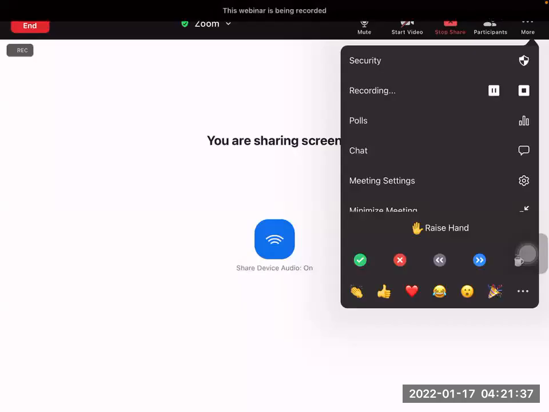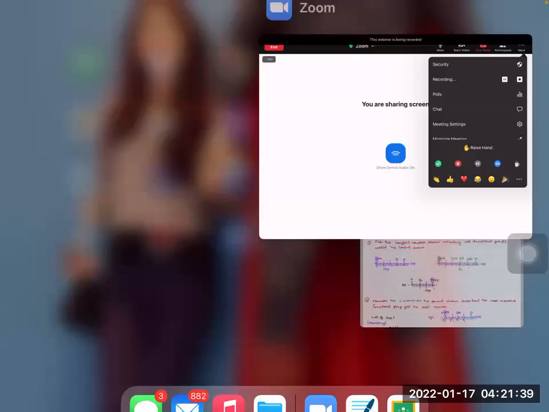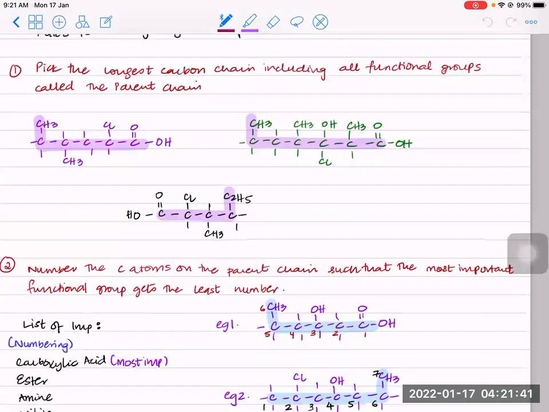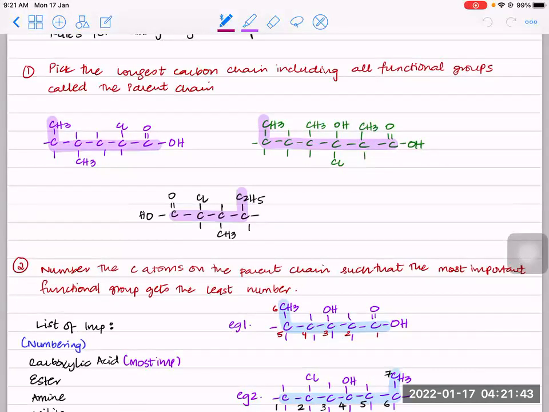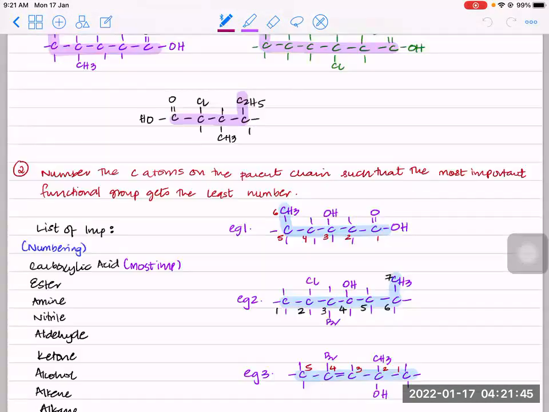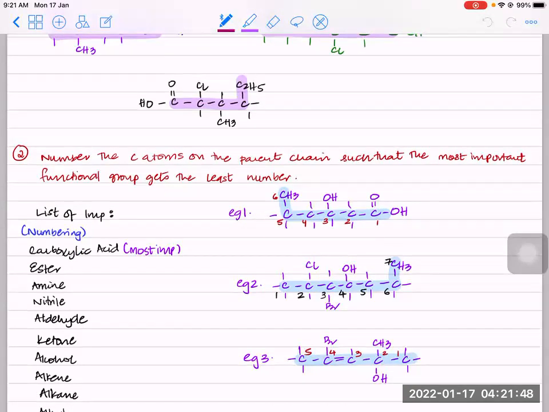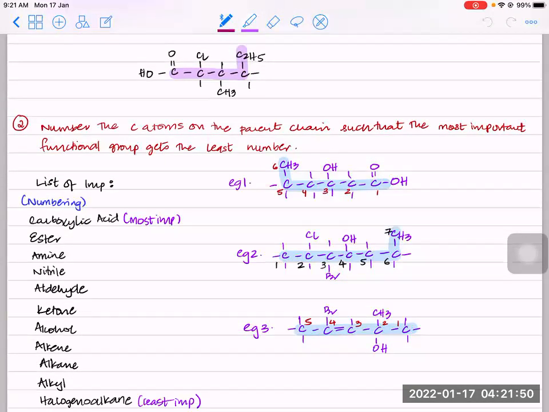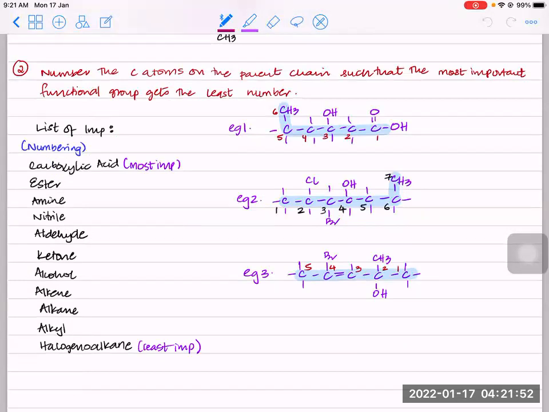The rules for naming. The first rule was that you pick the parent chain, or the longest carbon chain, which includes all the functional groups. Then you number the carbon atoms in a way that the most important functional group gets the least number. I've already given you the list of importance. Carboxylic acid is the most important. The least important is halogenoalkane.